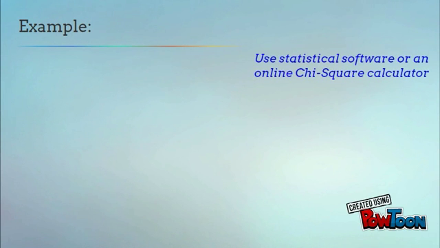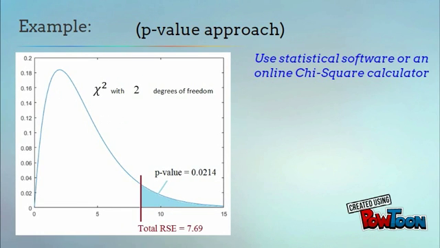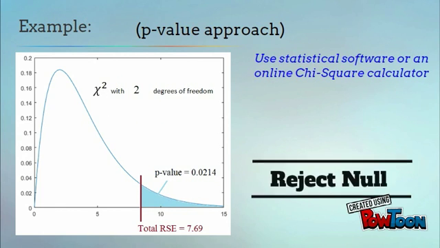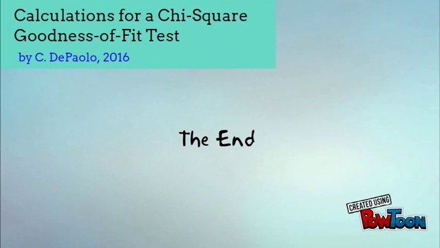Alternatively, you could use statistical software or a chi-squared calculator to compute the p-value of this test, which is the probability that a chi-square with 2 degrees of freedom is larger than our test statistic 7.69. This would yield a p-value of 0.0214. Once again, we would reject the null because the p-value is less than the level of significance.